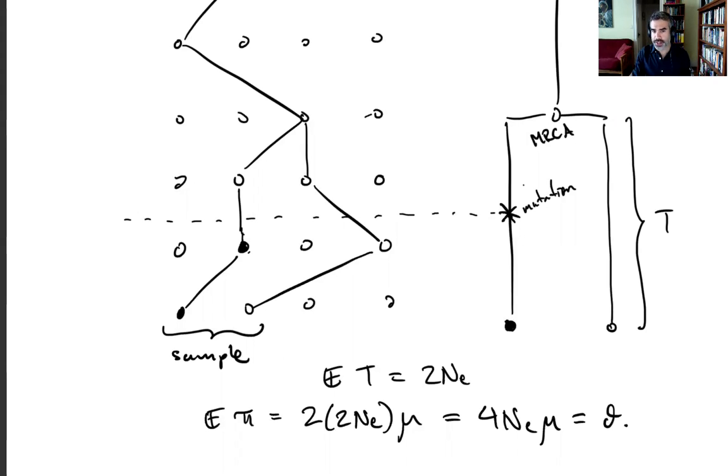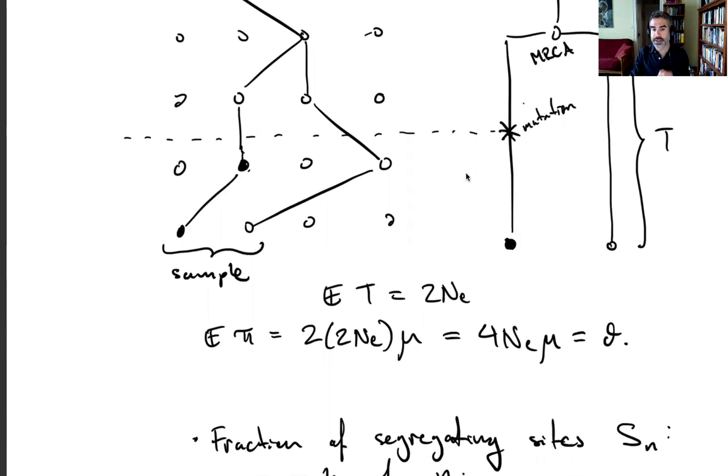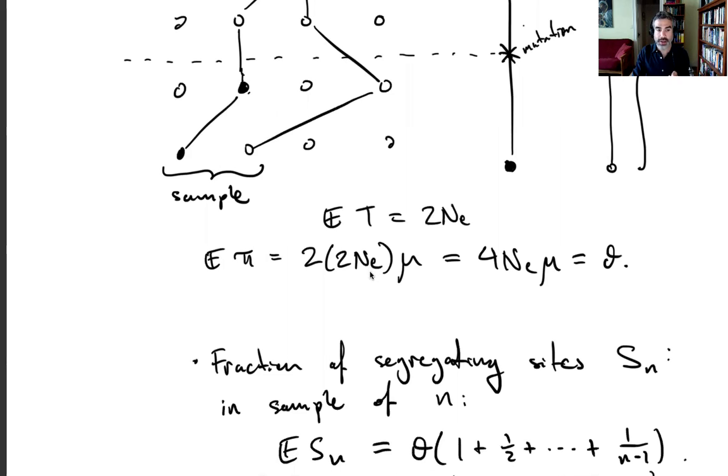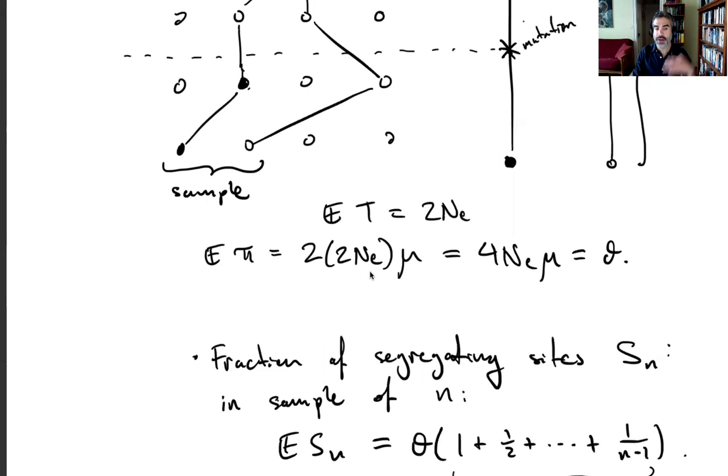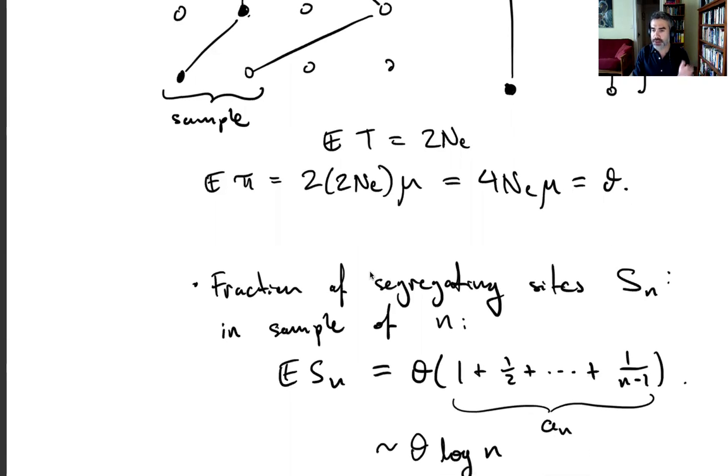The nucleotide diversity can be thought of as the mean fraction of sites that are segregating in a sample of 2 individuals. Now, what about the fraction of sites that are segregating in a sample of size little n, which I'll call Sn? The coalescence argument may be generalized to show that the expectation of Sn is theta times 1 plus a half plus a third all the way up to 1 over n minus 1. That's interesting. That expression grows logarithmically. That's very slowly, and it remains a reasonable approximation when theta is much less than 1.